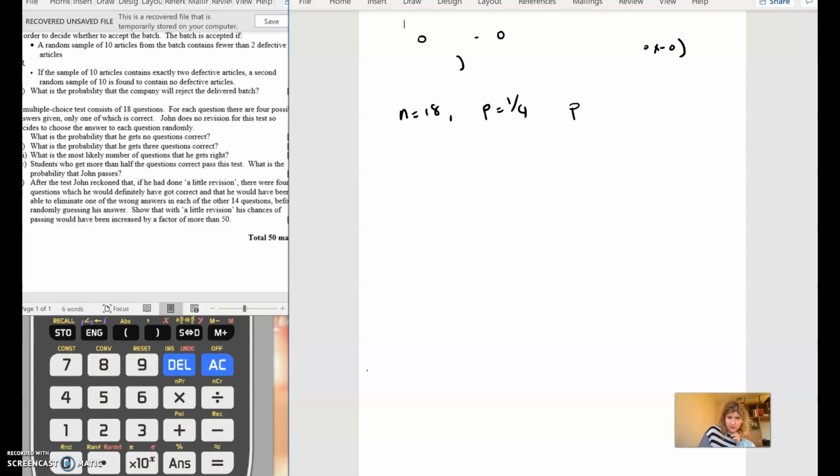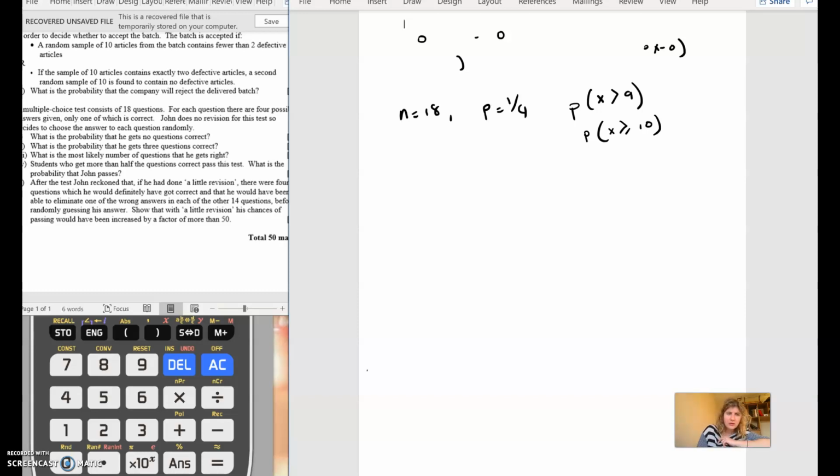So he passes, actually, do you know what? I think I did this as greater than or equal to 9, but it should actually be greater than 9, shouldn't it? So we should be looking at the probability where x is greater than or equal to 10. Yes, sorry, I didn't read that properly when I was doing it the first time.